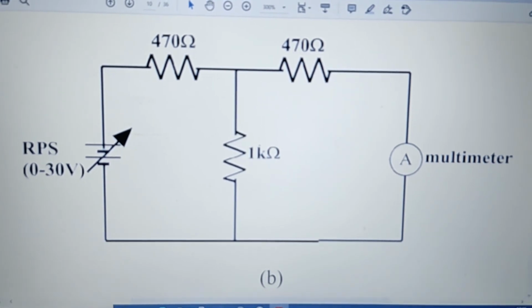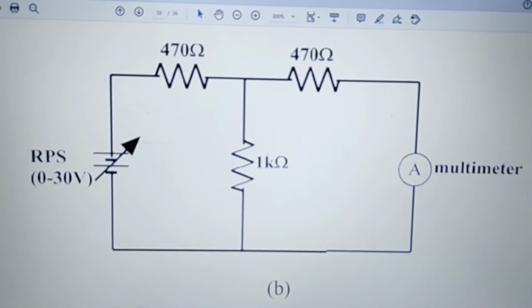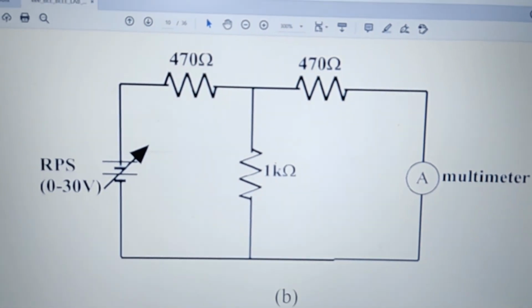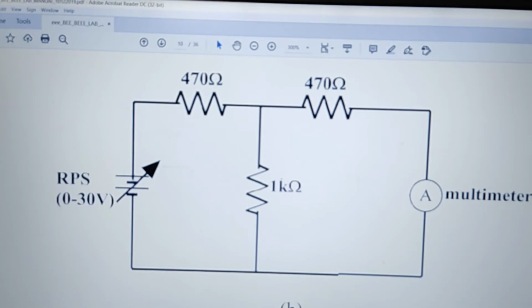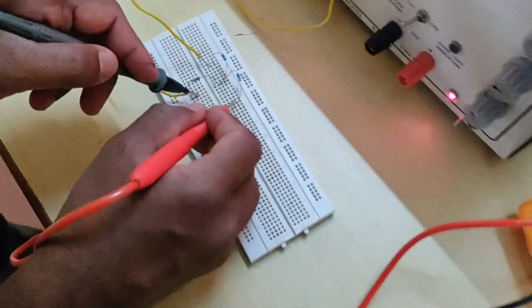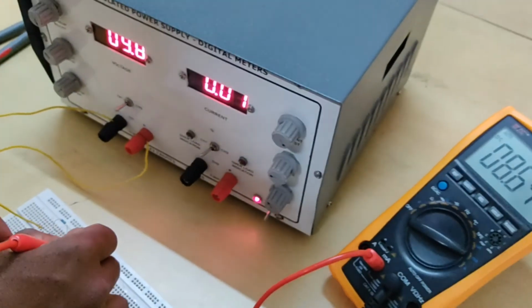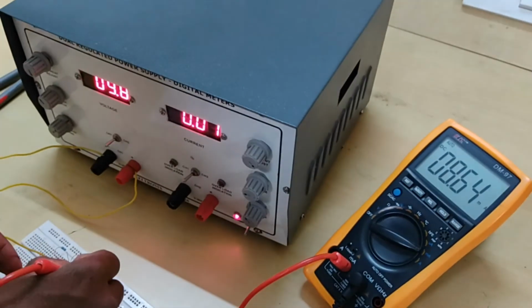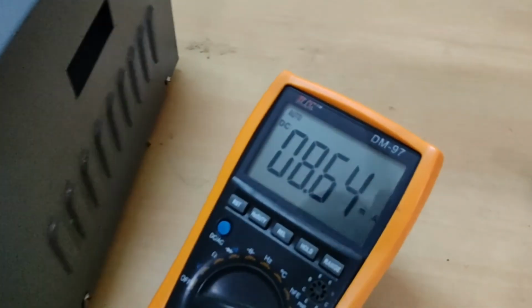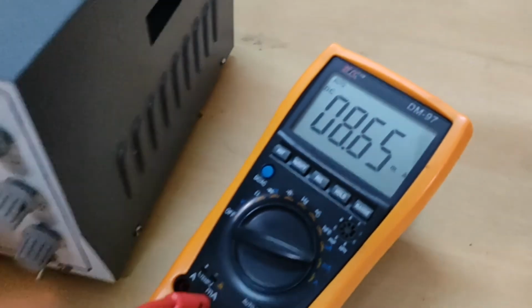Next we have to find the short circuit current across the load terminal. In order to do that, we replace the load resistance with an ammeter, which measures the short circuit current across the load terminal. So let us measure the short circuit current. The ammeter is connected in series with the load. The short circuit current is measured as 8.65 milliamperes.